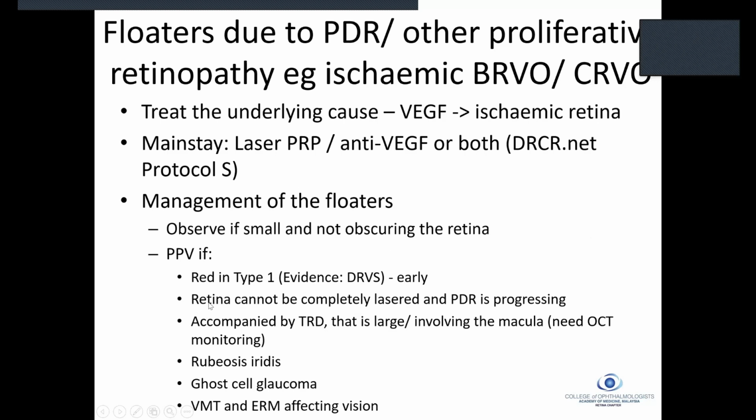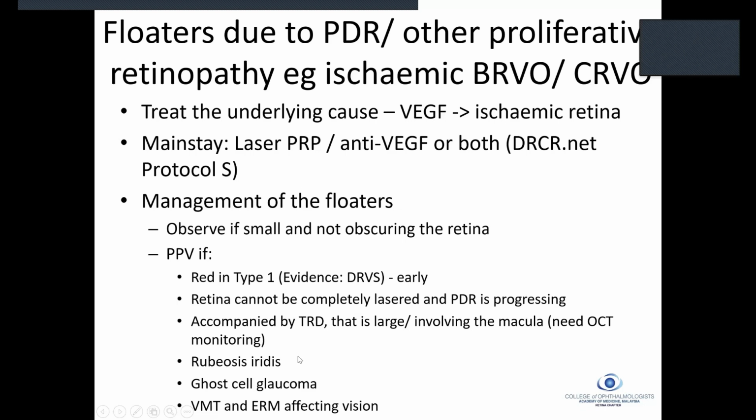Another indication would be if the retina was not completely lasered due to persistent dense inferior vitreous hemorrhage and evidence of PDR progressing was noted. Another indication will be if there is an accompanying tractional retinal detachment that is large or involving the macula. Then you need OCT monitoring, and certainly proceed on if it is already involving the fovea.